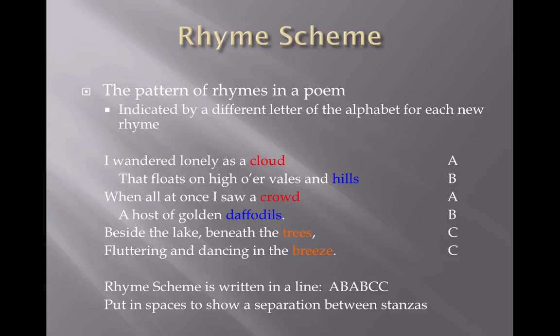So I start basically, it's all about end rhymes. So the words at the end of the lines, how those rhyme together. It's called end rhyme. So I have cloud, so I give that an A. Then I have hills. Hills doesn't rhyme with cloud, so I give it a B. Then I have crowd, and I go crowd, cloud. All right, that rhymes, so I give it an A.